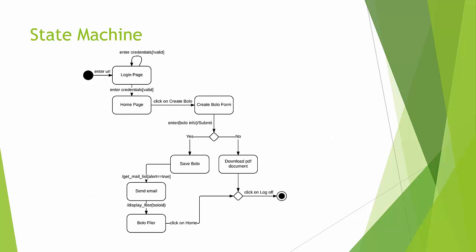We can see in this slide the state machine for the main control object for the implemented use cases. We see here from the login page onto the create BOLO form, where you can download it as a PDF or submit it and then send the emails to all of the officers, and at the end you can get the BOLO flyer and log out.